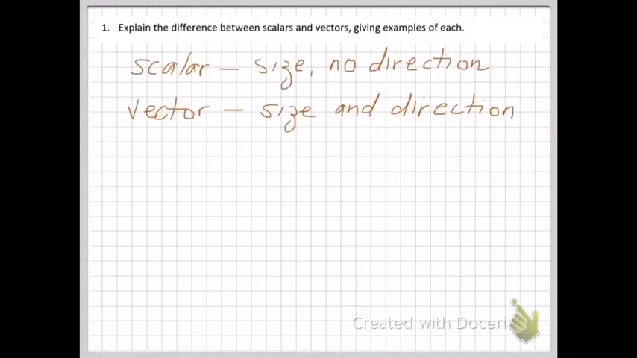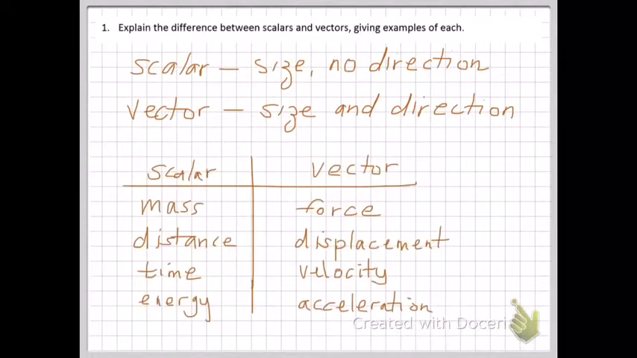Well, very simply, a scalar is a quantity that has size but no direction. It's fully described without any reference to direction. A vector quantity, on the other hand, has size or magnitude and direction. If direction isn't given, then the quantity is not fully described. Here are some examples of both for your reference.